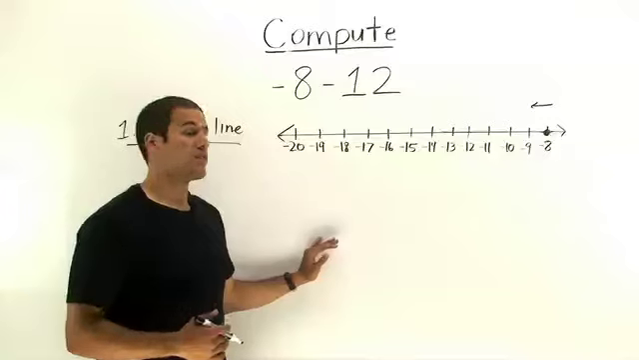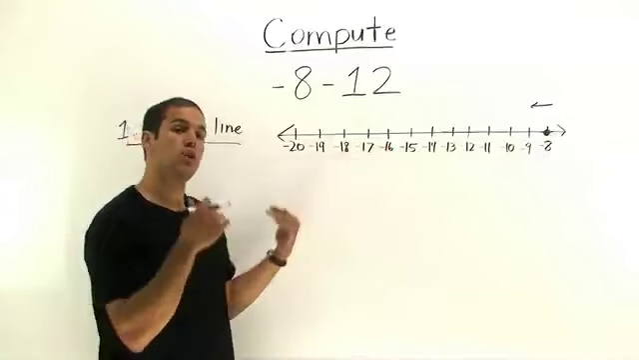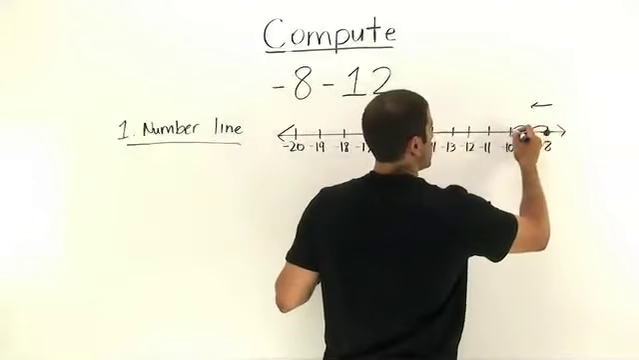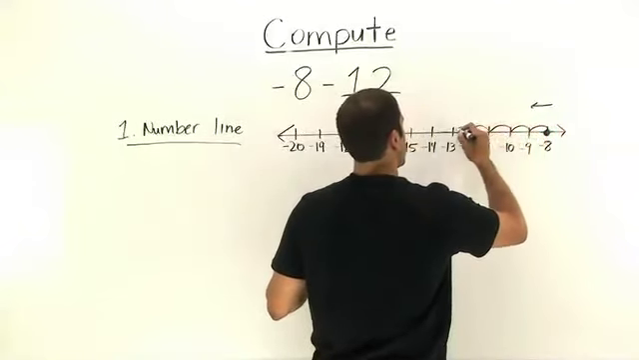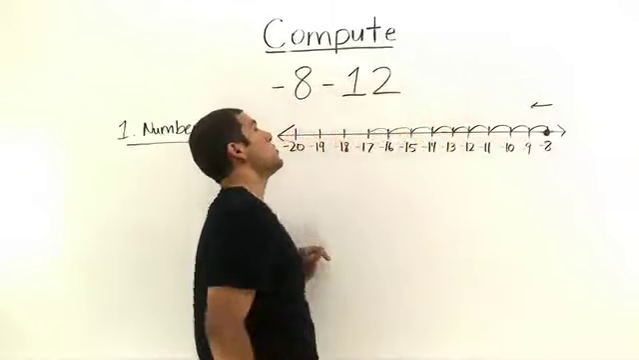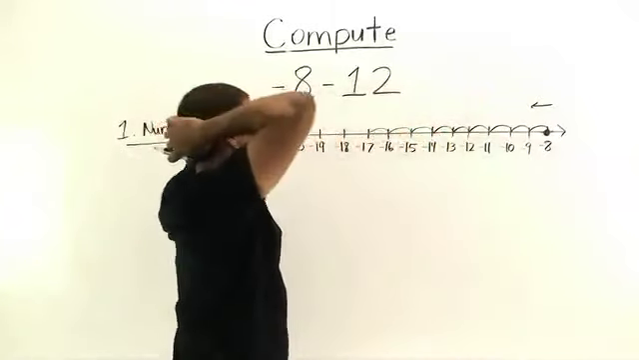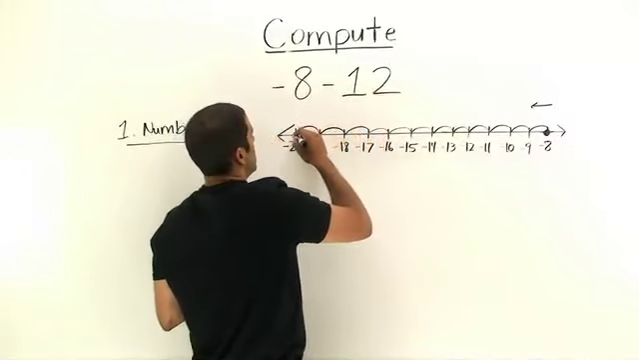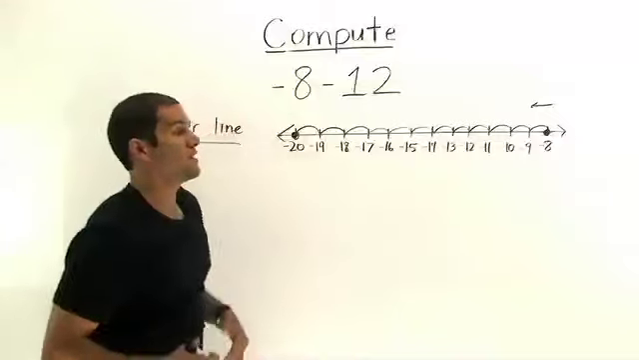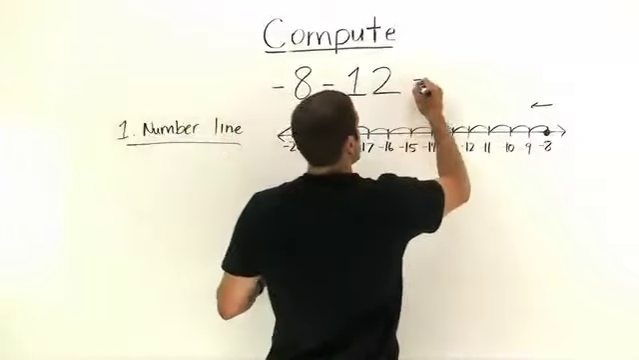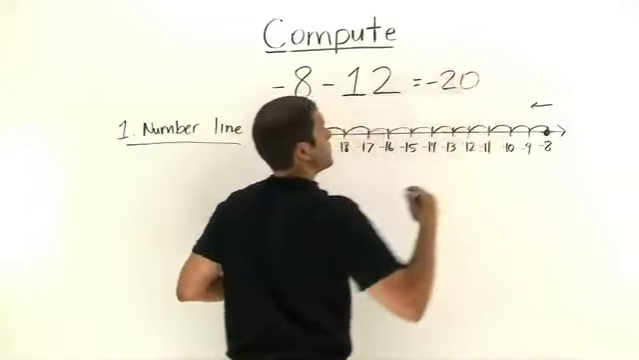So now it's just a matter of counting. Let's start at -8 and let's move over 12 spaces in the negative direction. 1, 2, 3, 4, 5, 6, 7, 8, 9. Whew. It's a lot of counting. 10, 11, and 12. And when we count over 12 spaces and you've caught your breath, we can say that -8 minus 12 is equal to -20.